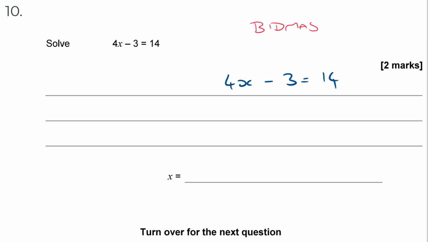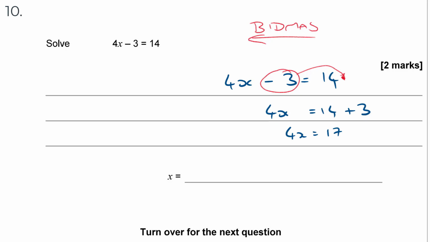So going backwards through the list of BIDMAS, I'm going to move this subtraction first. Subtraction I'm going to move before I get to the division and multiplication. So I either change sides, or subtract 3 from both sides. You're going to get 4x equals 14 plus 3. So 4x is equal to 17. And then either cross multiplying the 4 to the other side or dividing both sides by 4, you're going to get x is equal to 17 over 4.